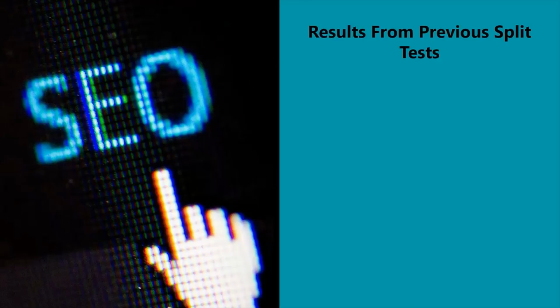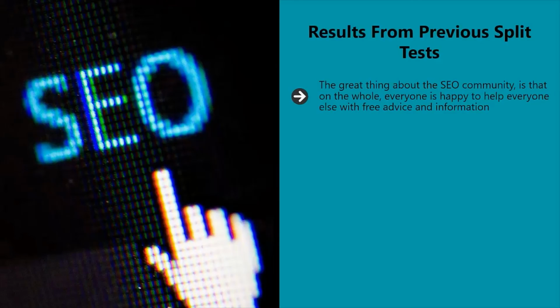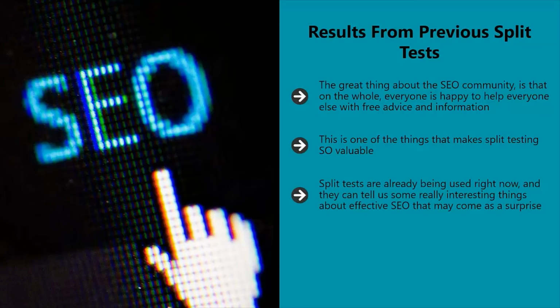Results from previous split tests. The great thing about the SEO community is that, on the whole, everyone is happy to help everyone else with free advice and information. This is one of the things that makes split testing so valuable. When a company takes the effort to run tests on hundreds of their pages, they can obtain some useful information that can be used by the entire internet marketing industry until Google changes its algorithms. Split tests are already being used right now, and they can tell us some really interesting things about effective SEO that may come as a surprise.